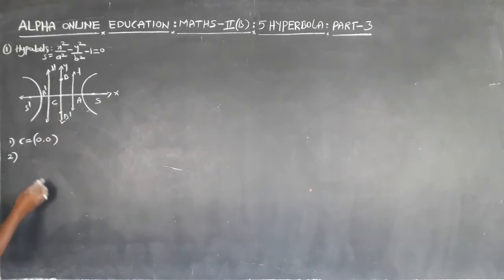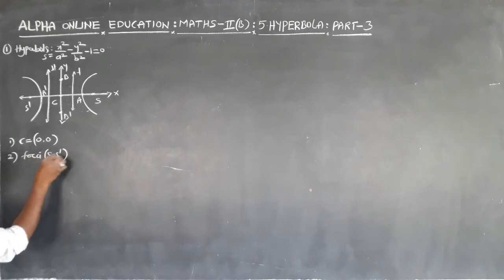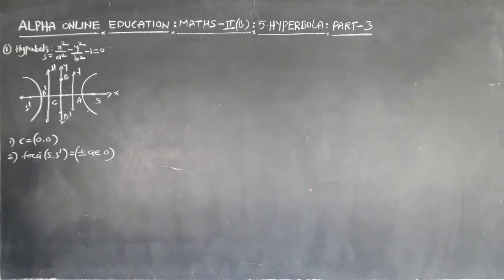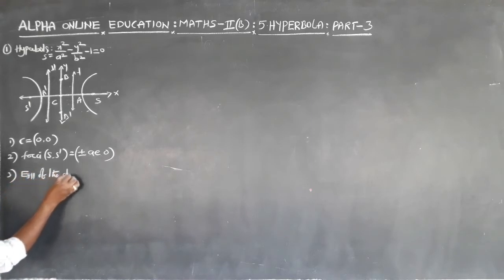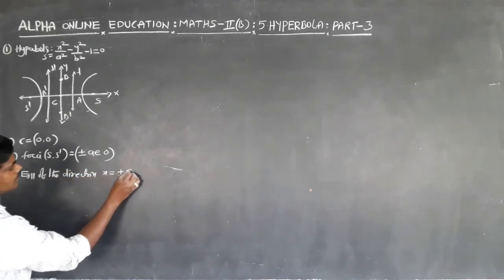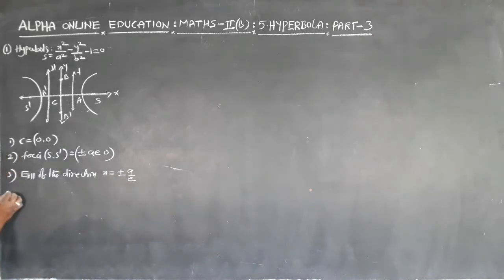Center is (0, 0). Second one is the foci: S and S dash are plus or minus a, 0. Next one is the equation of the directrix: x is equal to plus or minus a by e. Equation of the directrix, x equal to plus or minus a by e.